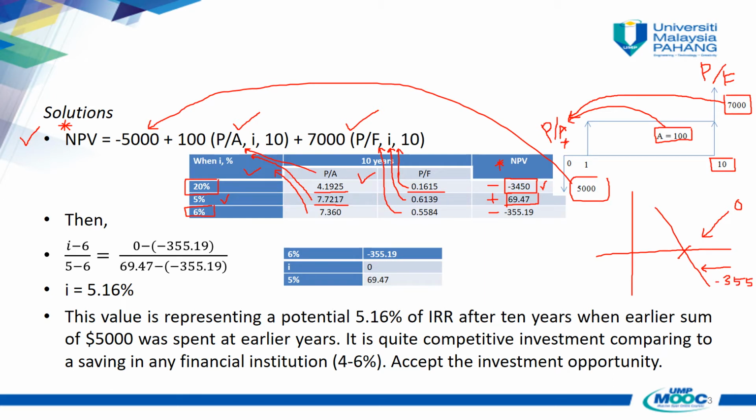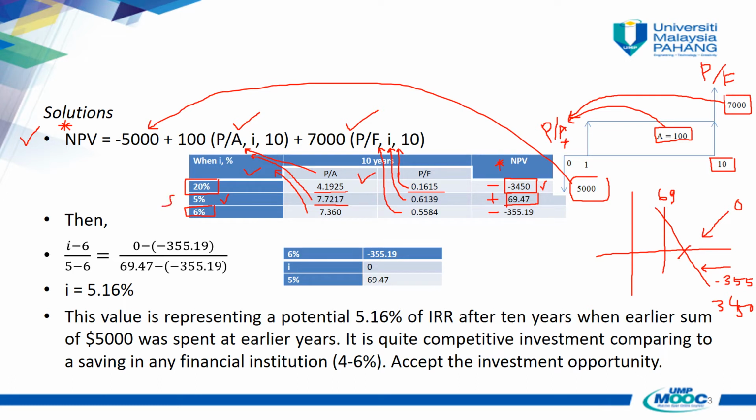Okay, previously it was 3,450. Alright, our positive value will give you around 69 there. Alright, 69. Okay, so the next thing to do is we will interpolate the closer value here.